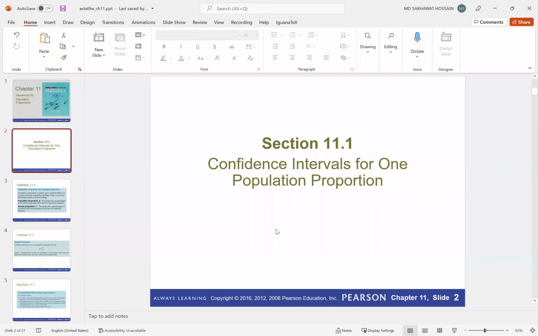Okay, so section 11.1, this is about confidence intervals for one population proportion. We'll discuss how to construct the confidence interval for one population proportion. And mostly we construct confidence intervals for a population proportion when we have a categorical variable. That means the variable is not a quantitative variable, when the variable is a qualitative variable.